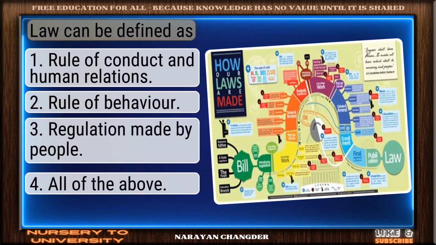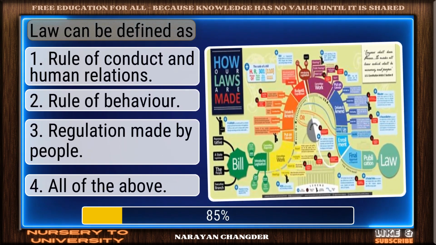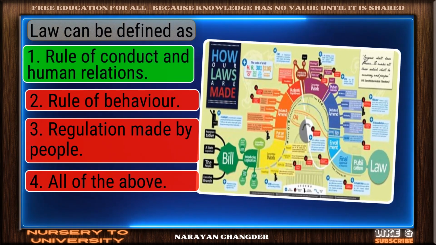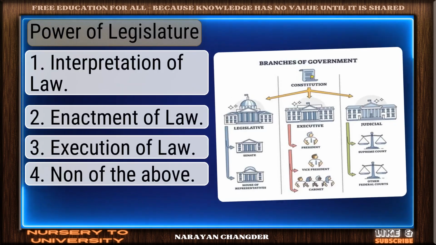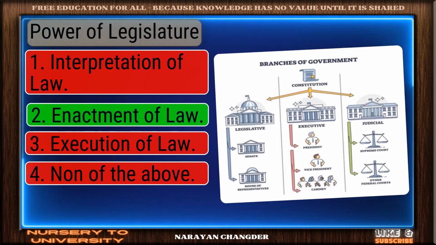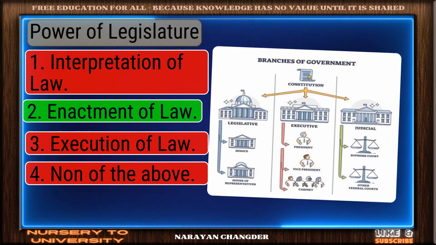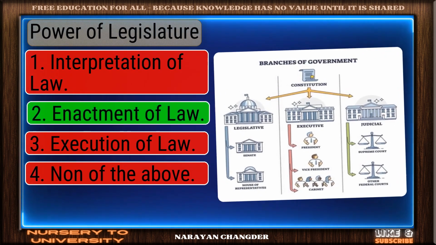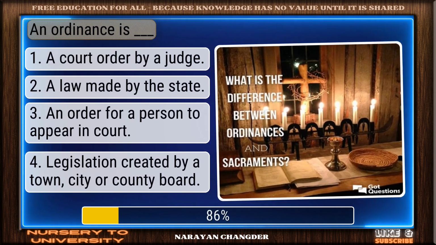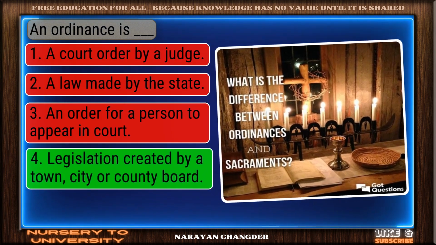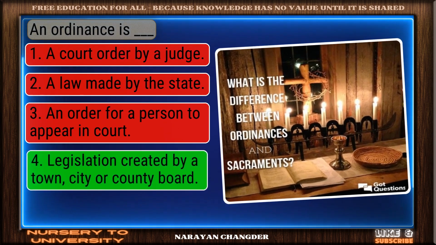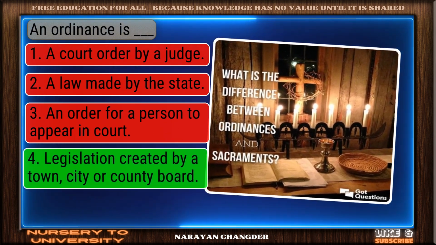Law can be defined as. Correct. Rule of conduct and human relations is the right answer. Power of legislature. On track. Enactment of law is the correct answer. An ordinance is dash. Excellent. Legislation created by a town, city or county board is a brilliant choice.